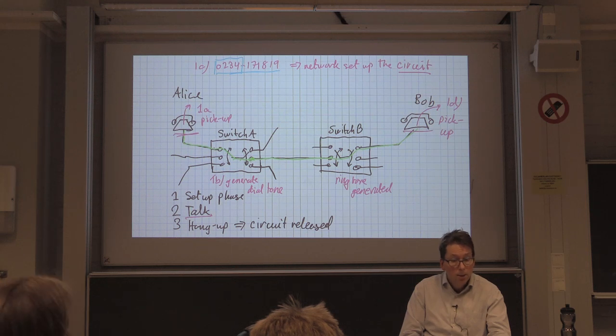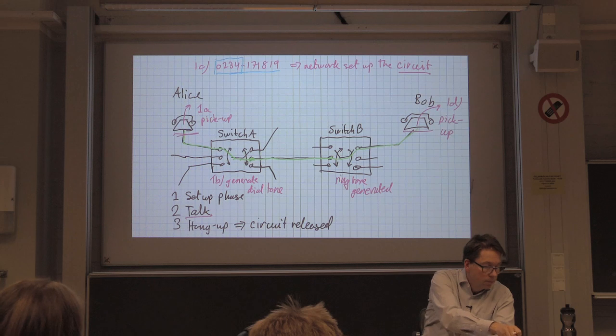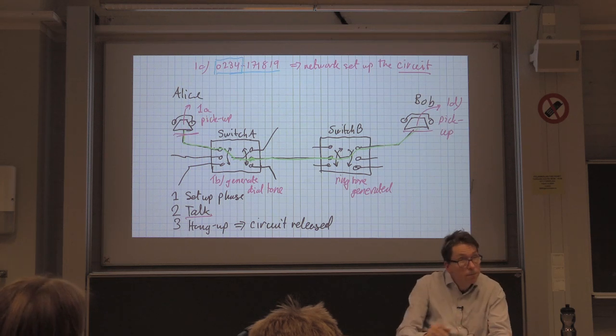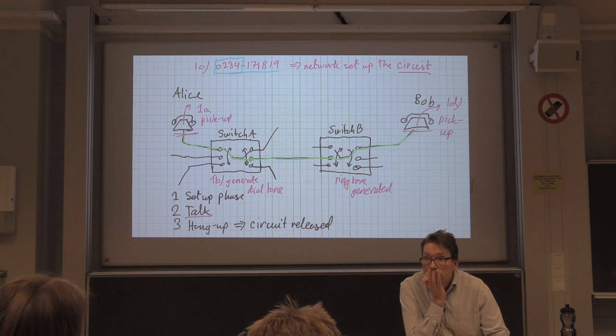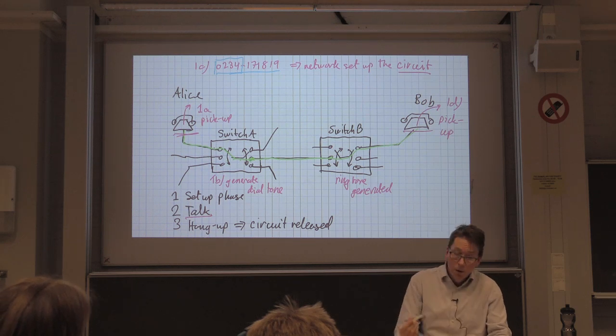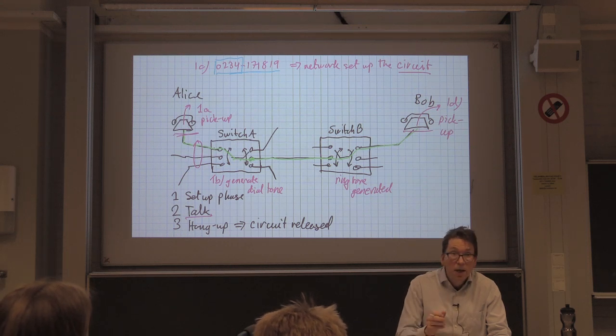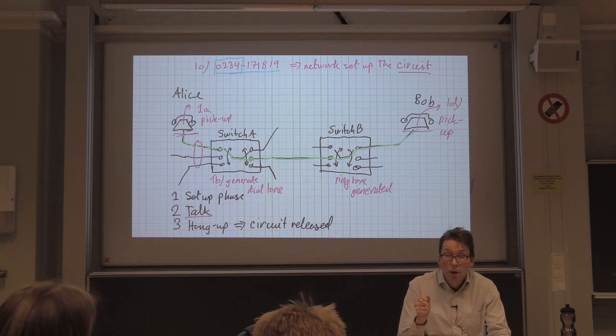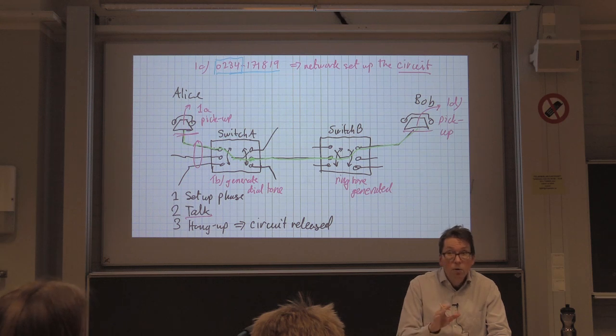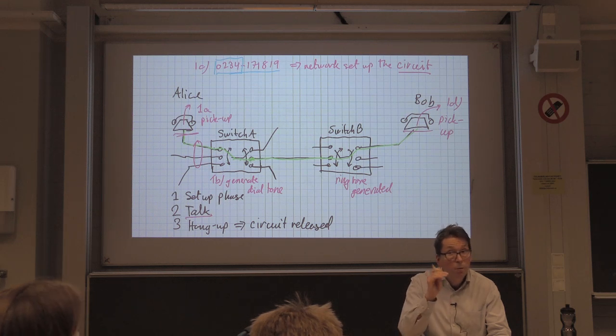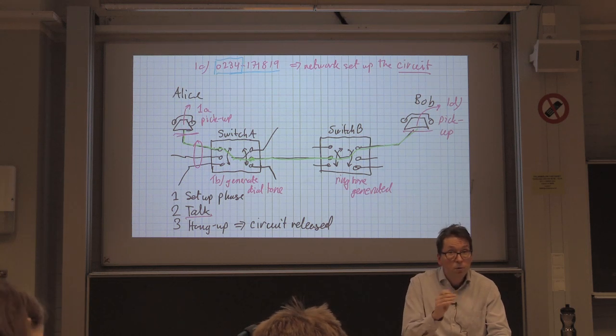Questions? Yes. Okay, so very good question. Suppose now that all of these users at the same time lift the hook, right? Then some of them will be blocked. Okay? So when you do circuit switching like this, there is only a finite number of circuits that you can have active, which means that there is a maximum number of users that you can support at any given point in time. So that's one of the weaknesses of a circuit switching network.